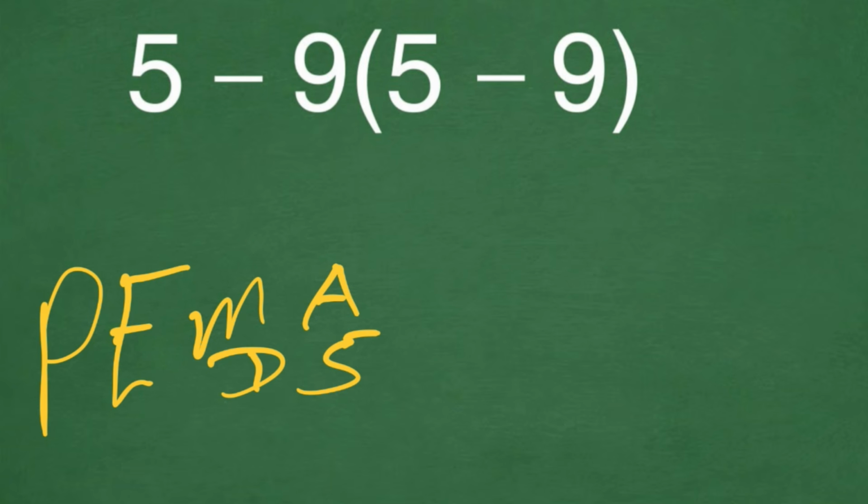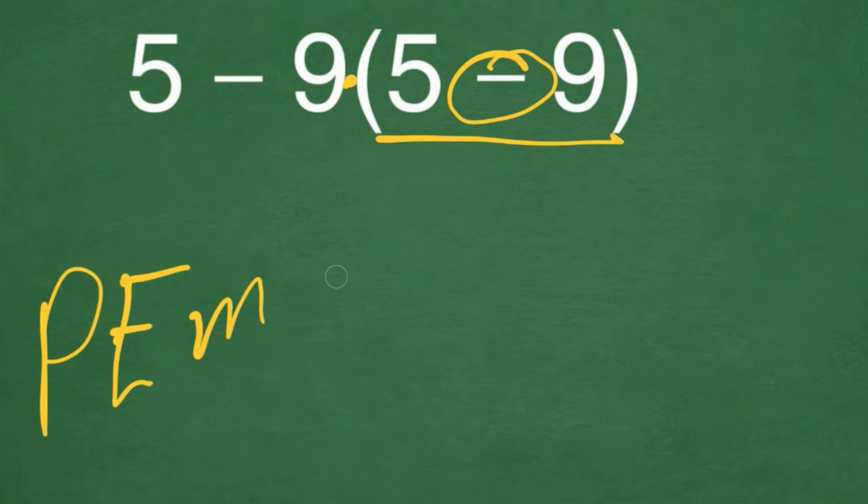So here in our problem, we have parentheses, a subtraction, and also a multiplication, right? So this is multiplication. If a number is placed next to parentheses, like 9 next to the parentheses, it means multiplication, right? So according to the PEMDAS rule, if we solve subtraction before multiplication, that is wrong. We have to solve multiplication before subtraction.